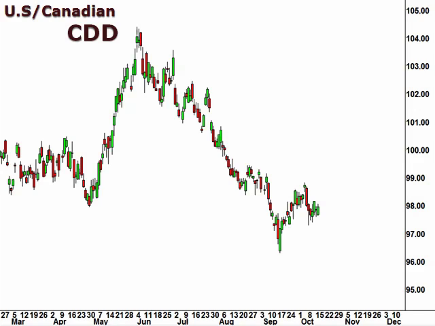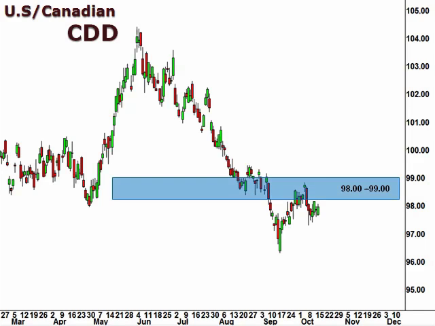Next up, the CDD, the US dollar versus the Canadian dollar. Well, the CDD continues to consolidate below the 98.99 resistance level. A break above 98 opens the window for a move higher. A break below 97.5 is likely to follow through to test 96.